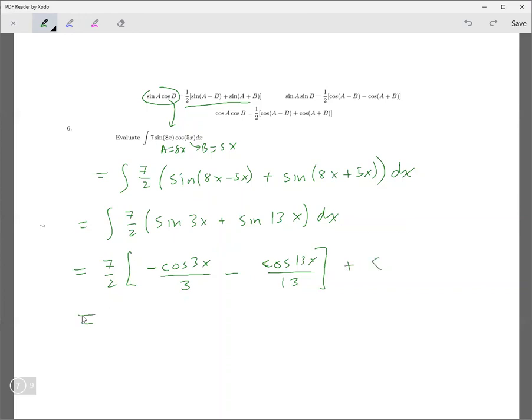So this is going to be negative 7. So distribute the 7/2 in. Wait, what am I doing? Negative 7 cosine 13x over 26 plus a constant.